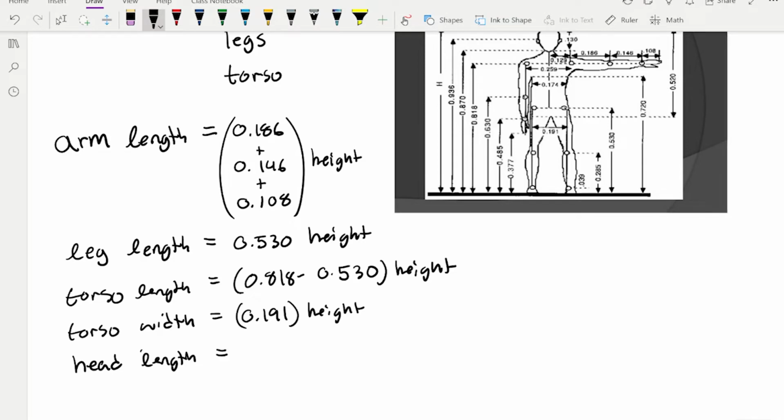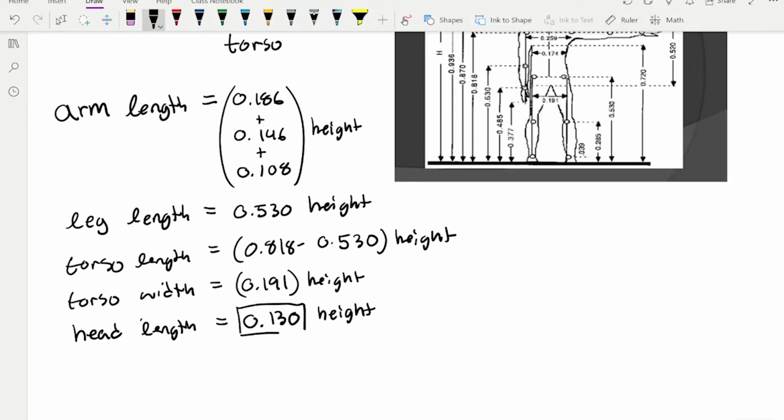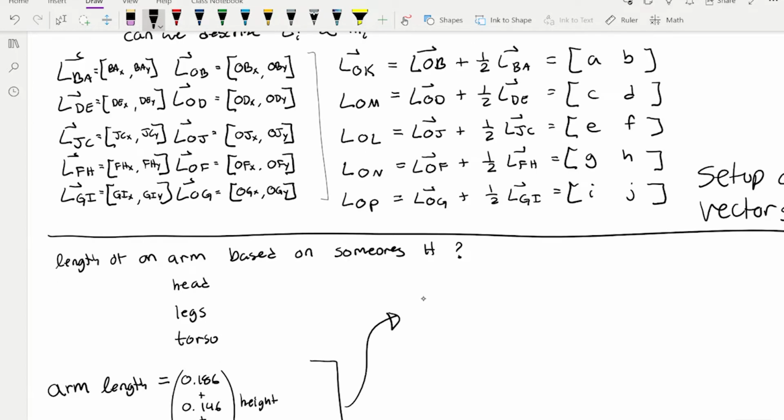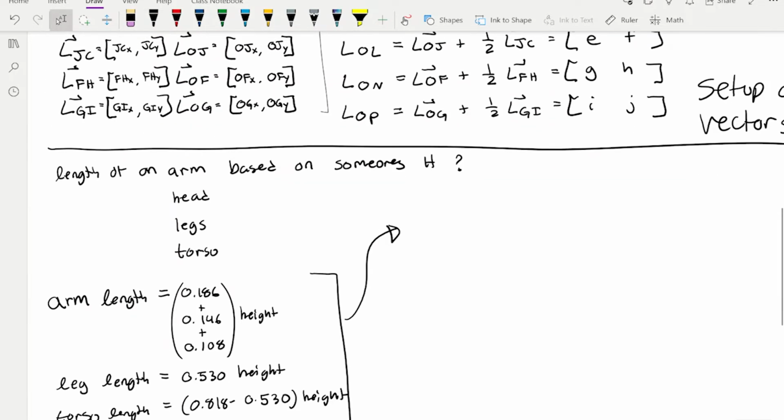Let's say that's 0.13 times the height. Okay, so now we can get rid of this figure. And now let's use all this stuff to look at our variables. Let's say we have length BA. BA length is equal to this thing, right?